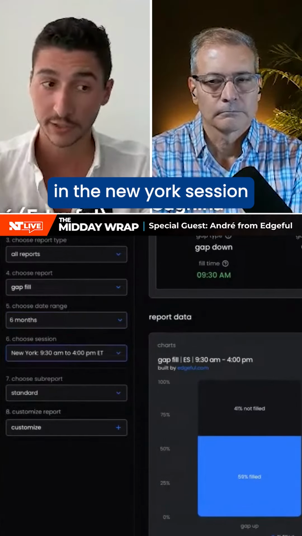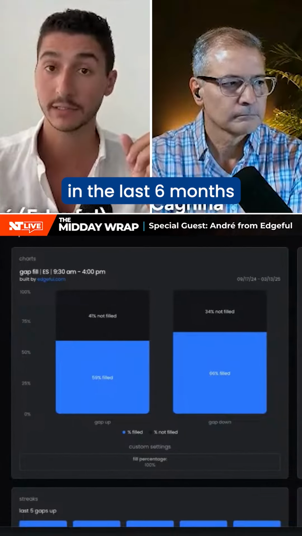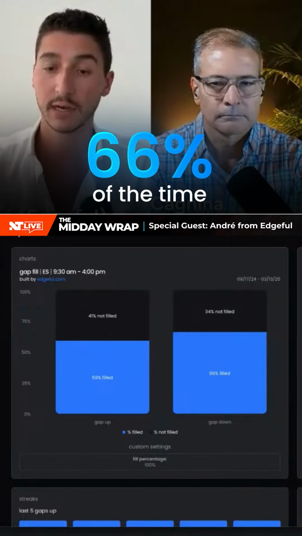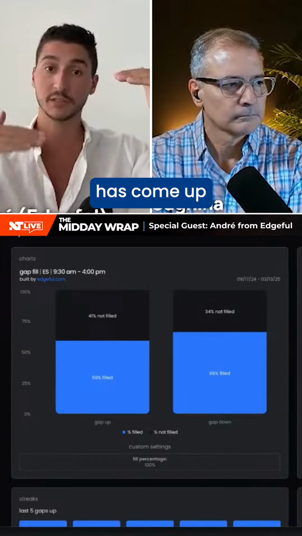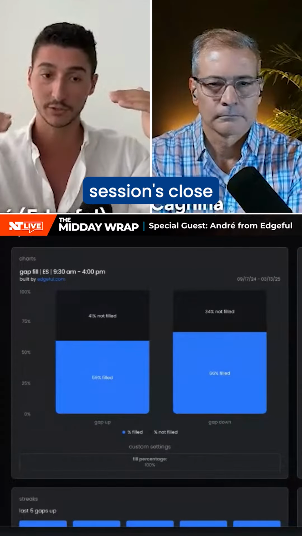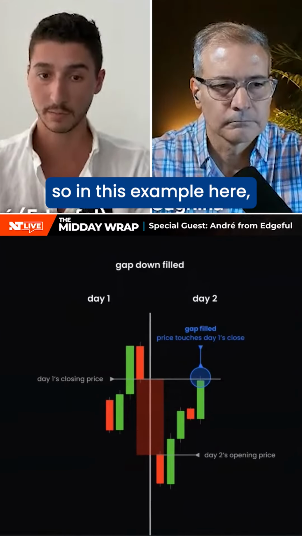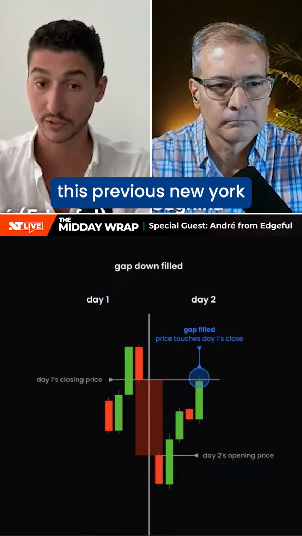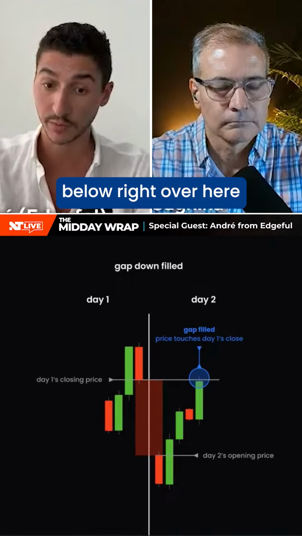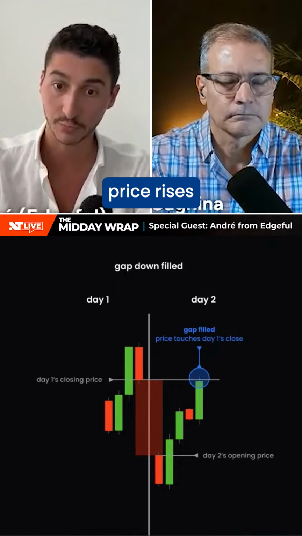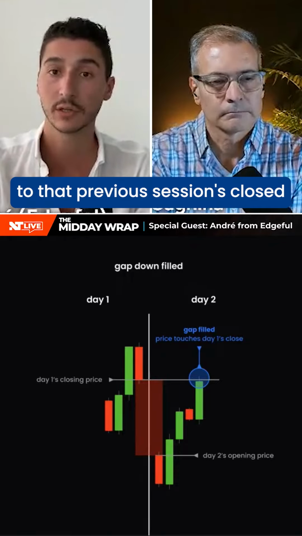In the New York session, for every time there was a gap down in the last 6 months, 66% of the time that gap has filled, which means that price has come up to touch that previous session's close. So in this example here, this would be this previous New York session close. Price opens below right over here, and you can see price rises to that previous session's close right over here.